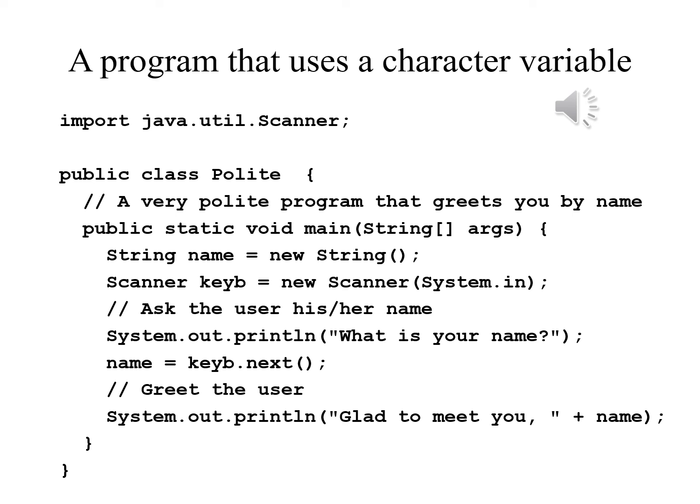Now, next is similar to nextInt and nextDouble. It will read from the current cursor position up until the next white space character it sees, either a blank space or a tab or a new line.